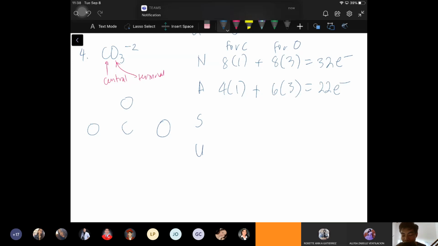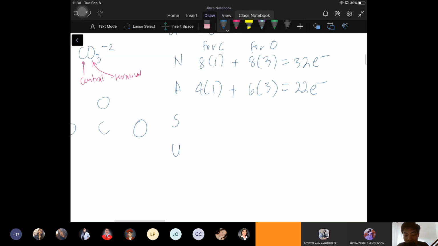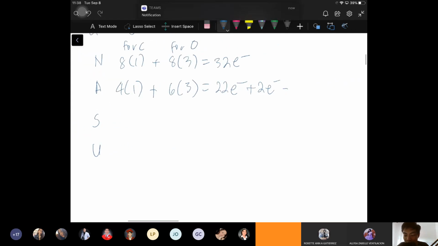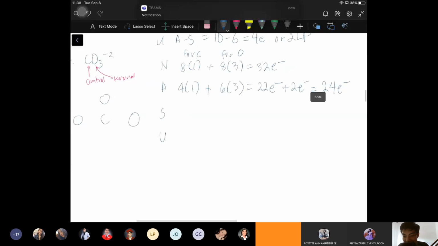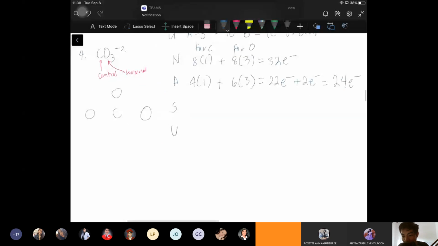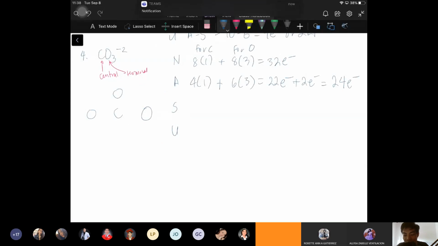Ayun, nakalimutan ko yung charge, no? Look at my charge. I have negative 2 here. So, that means that I have excess 2 electrons. I have to account for that, so lalagay ko yung dalawa pang electron. Meaning ng negative 2, may dalawang sobrang electron. So, magdadagdag ako ng 2 electrons, making my available electrons 24 electrons. Yan, 24 na.